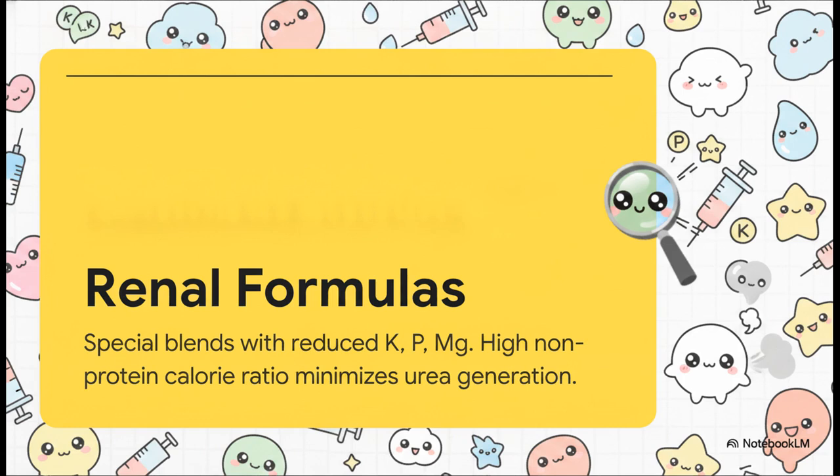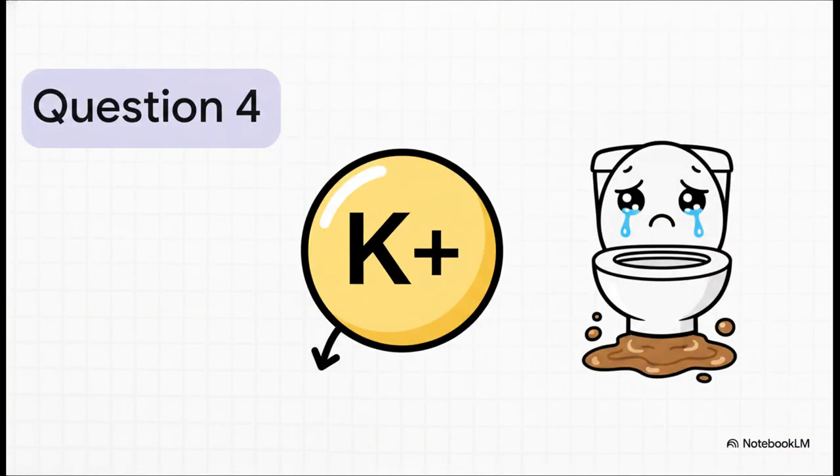These enteral and parenteral blends are strictly engineered to pack a high-calorie density into minimal fluid, all while significantly reducing concentrations of potassium, phosphorus, and magnesium. And to minimize urea generation, they prioritize essential amino acids and feature a super-concentrated non-protein calorie to nitrogen ratio. Okay, let's flip the imbalance entirely.